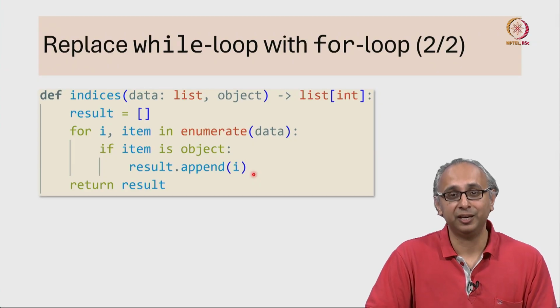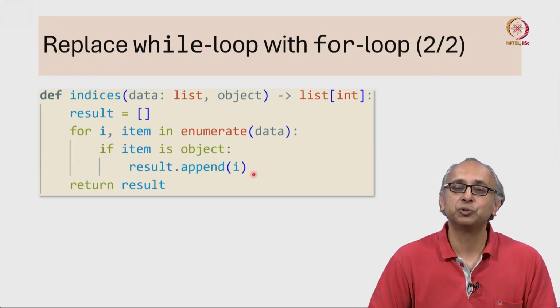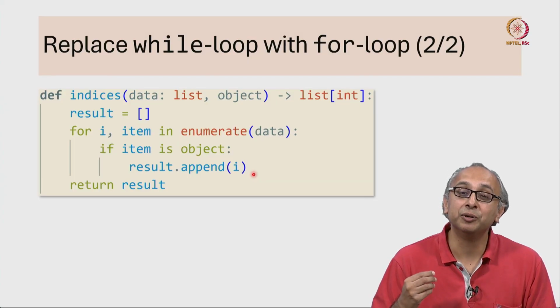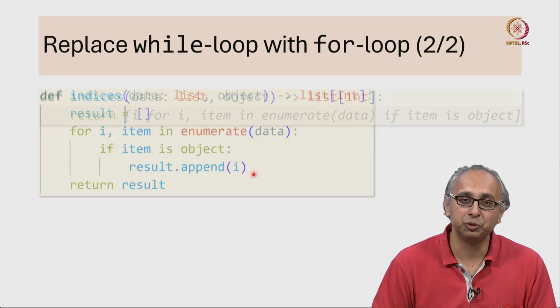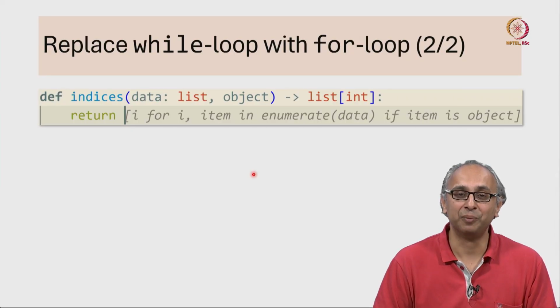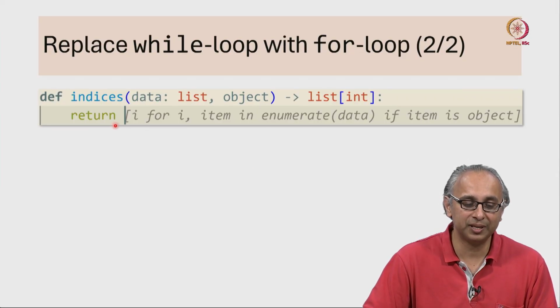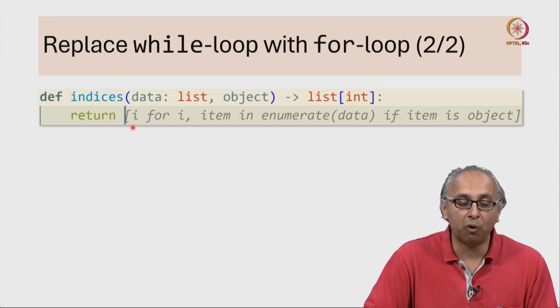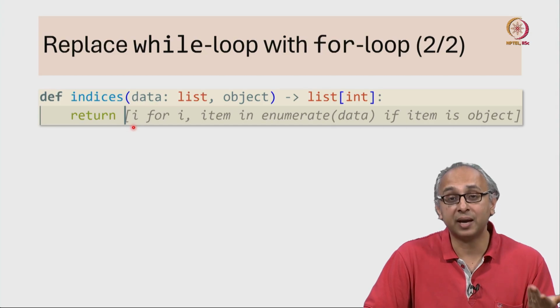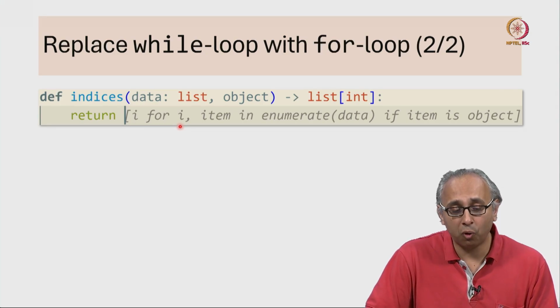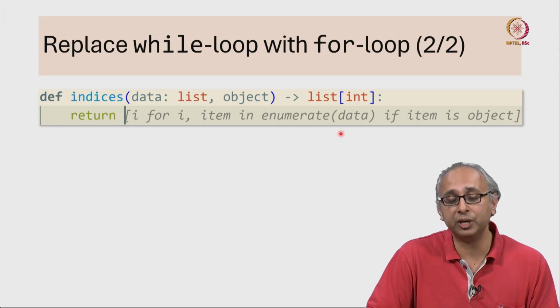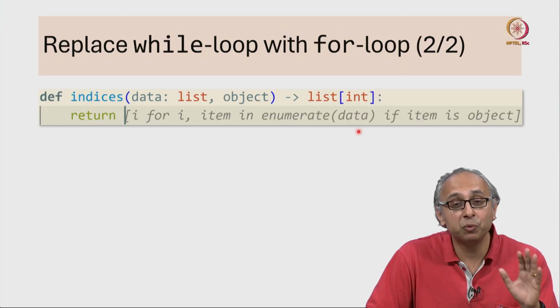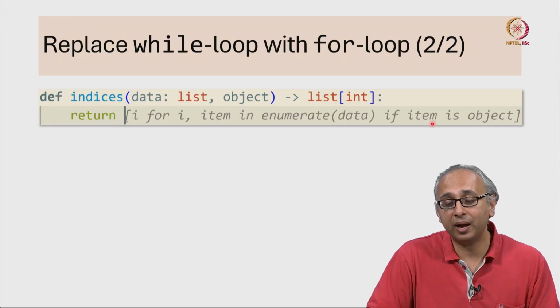And in fact, if you asked your Gen AI to write this code for you, it would use code that is even more efficient. It would use a list comprehension. If you write return, it would immediately recognize that it can write this code using this syntax. So it will return all the values i. And where did i come from? Well, we looked at all i, item in enumerate(data), and we only kept those values of i where item was the object.